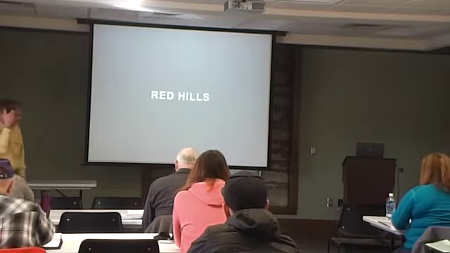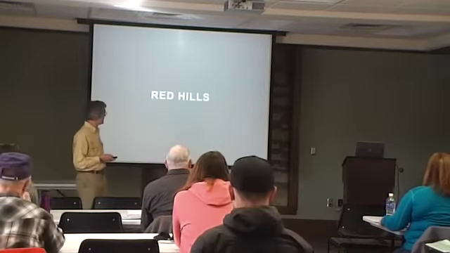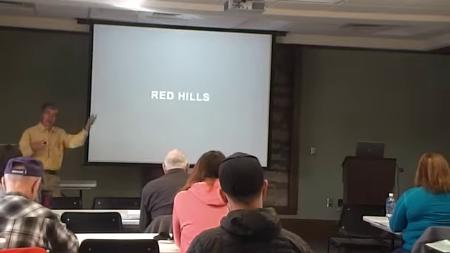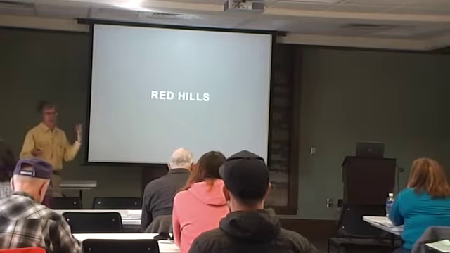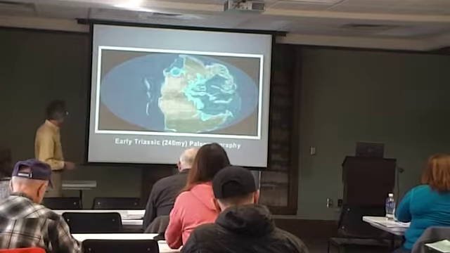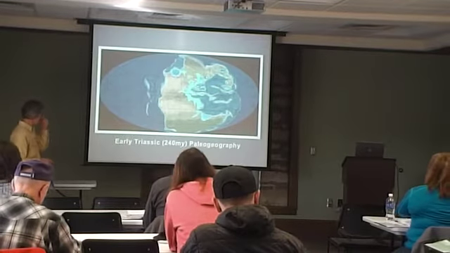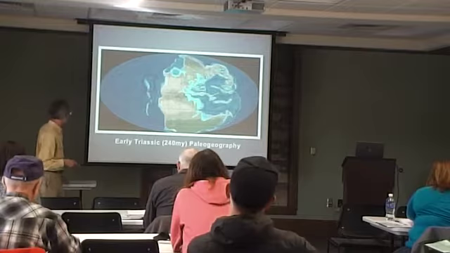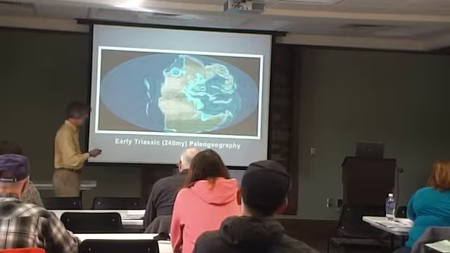The next interval we're going to look at is called the Red Hills. This is also Permian, but it's later Permian. What we looked at before with the Flint Hills is early Permian, about 280 million years or so. This is a few tens of millions of years later. Actually, this is early Triassic, but late Permian, early Triassic paleogeography was similar.